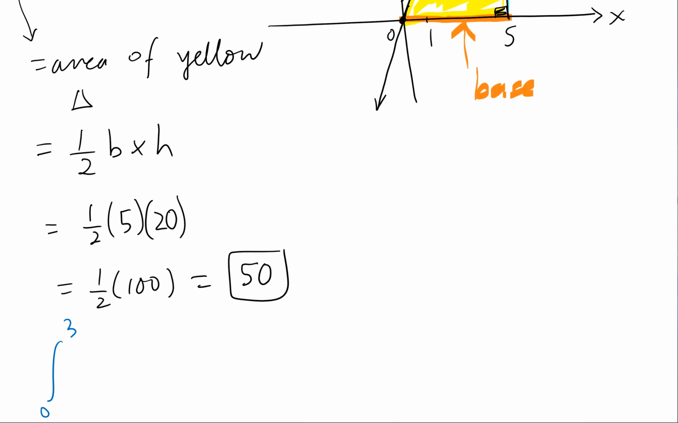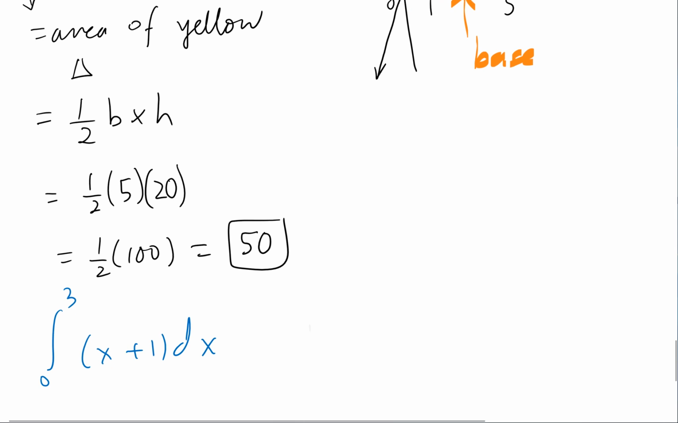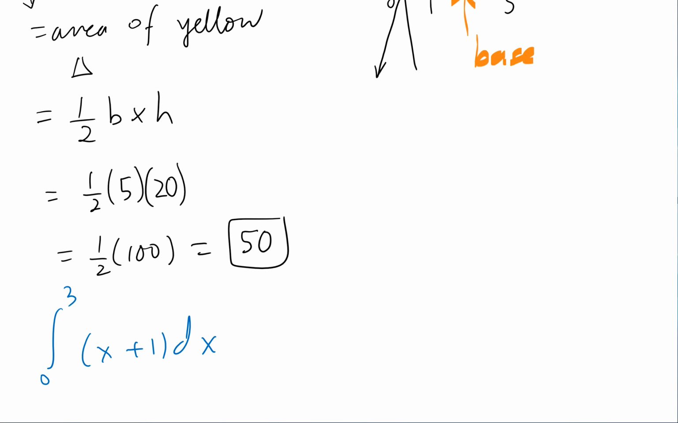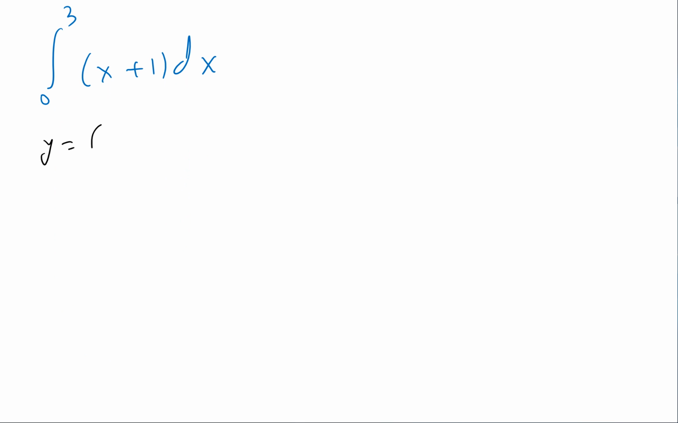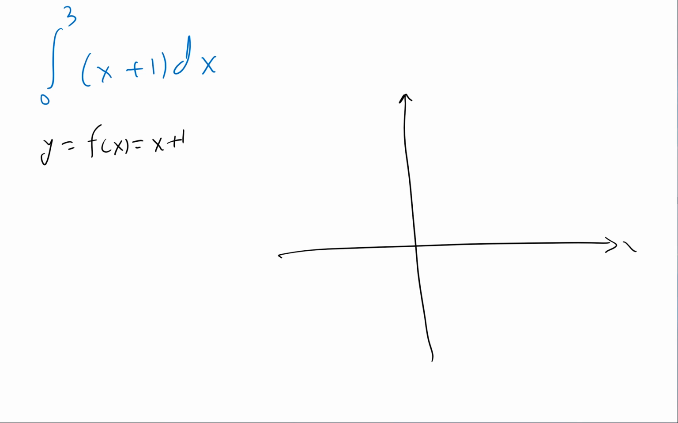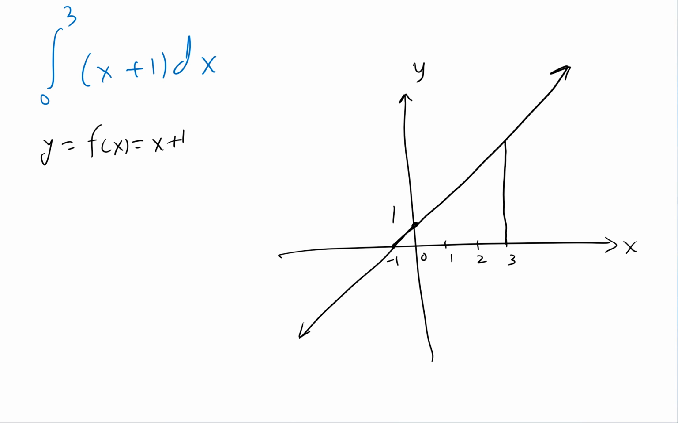Another example, the integral from 0 to 3 of x plus 1 dx. We can go over it now. So we're going to graph y equals f of x equals x plus 1. We're going to graph this one: if x is 0, y is 1. If y is 0, x is negative 1. So it goes from 0 to 3.